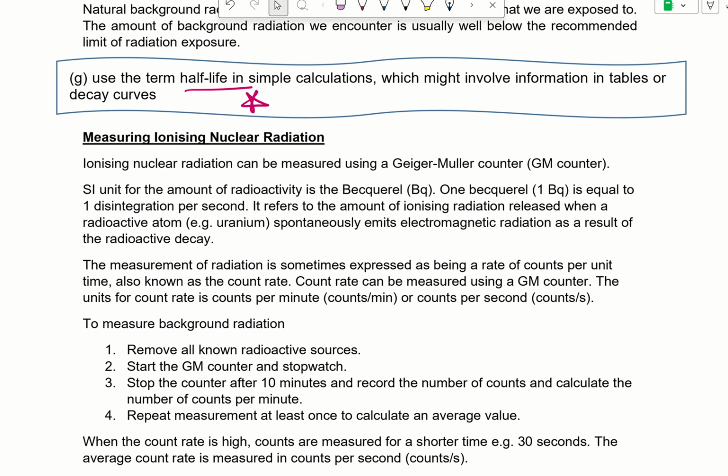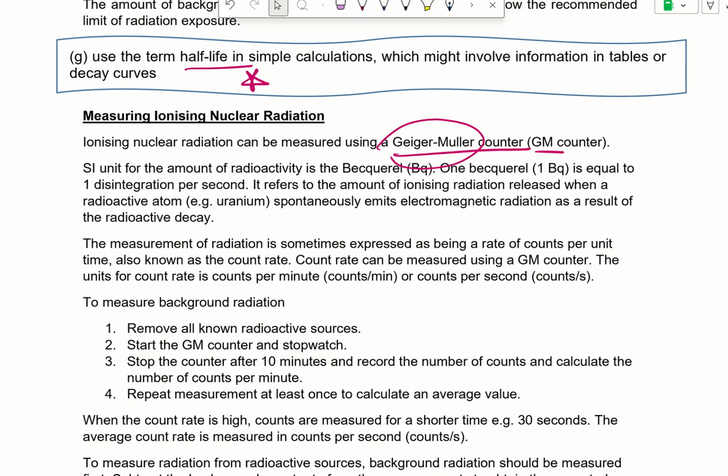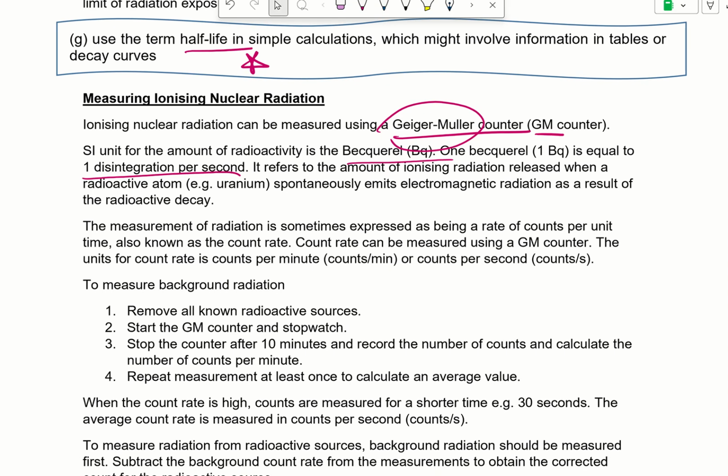So how do we measure ionizing nuclear radiation? It can be measured using a Geiger-Müller counter, or GM counter. Students ask me, do I need to spell it in full? Yes, I suggest that you memorize the name of this counter, Geiger-Müller. If you are desperate and you forget, just put GM counter. The SI unit for the amount of radioactivity is the becquerel, which equals 1 disintegration of the nucleus per second.